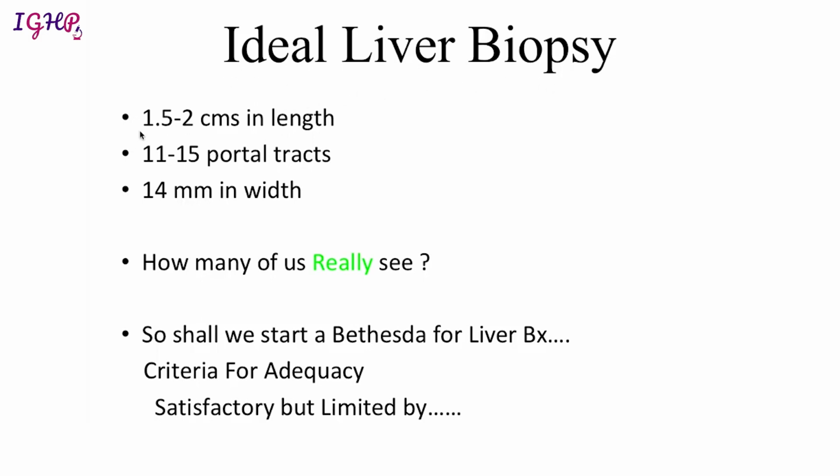An ideal liver biopsy is at least 1.5 centimeters in length. It should have more than 10 portal tracts and the width should be at least 14 millimeters. Do we really see this kind of biopsy all the time, where all the criteria fit in? No, we generally don't. So shall we start a Bethesda system for liver biopsy, like the pap smears we do, where it is satisfactory but limited by any of these parameters, where the length is less, the tracts are fewer, or the thickness is less? Actually I feel this should not be done, because this is an invasive procedure and we should try to give out the maximum of what tissue we have.